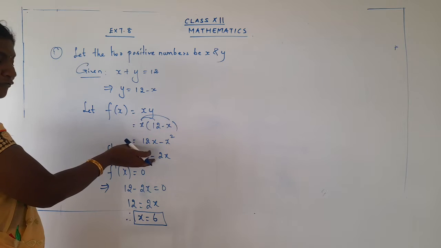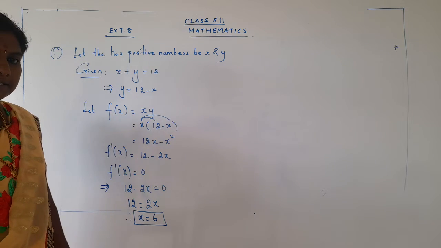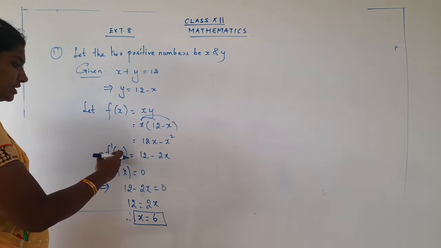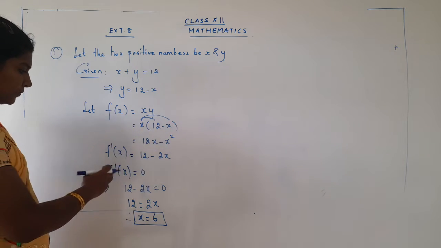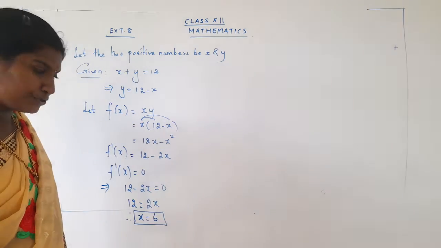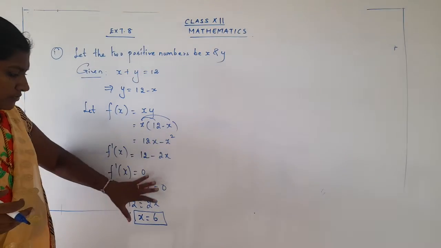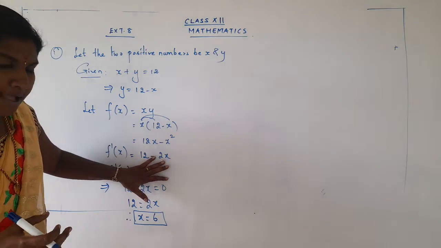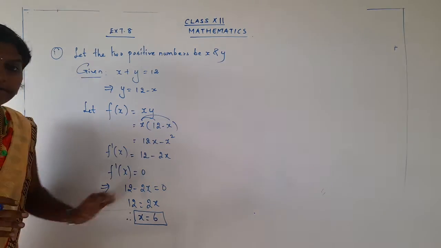Now after getting the value for f(x), you have to take the first derivative. So I get f dash x is equal to 12 minus 2x. So f dash x is equal to 0. We have to assume f dash x is equal to 0, and we just equate this with 0. So then I get the value for x. Clear? So I have found the value for x.